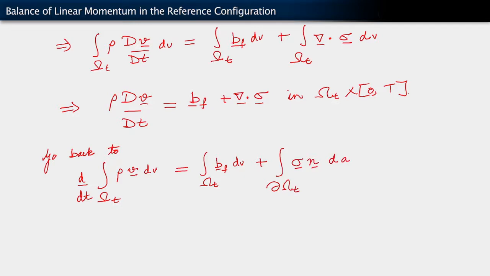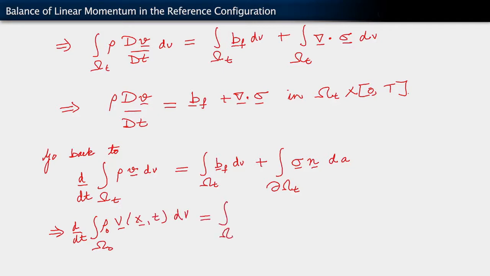All right? Okay. Now I'm going to, in one fell swoop, rewrite this over the reference configuration. So what we're going to do here is the following. We're going to say that the d/dt says this integral on the left-hand side, I'm simply going to rewrite over the reference configuration, but that is just rho zero, capital V. And I will write the arguments just once.